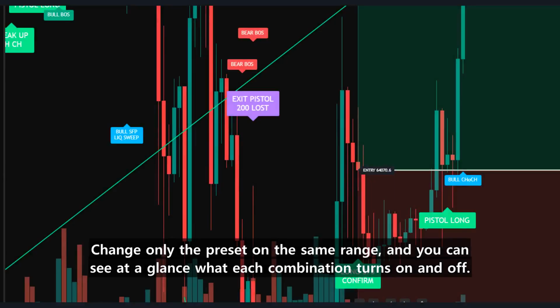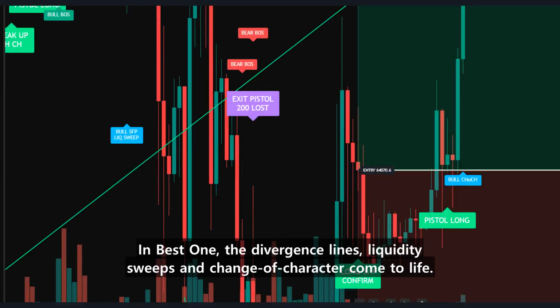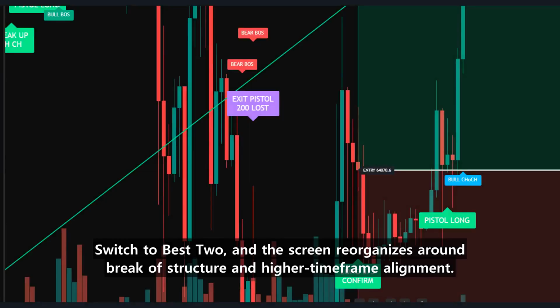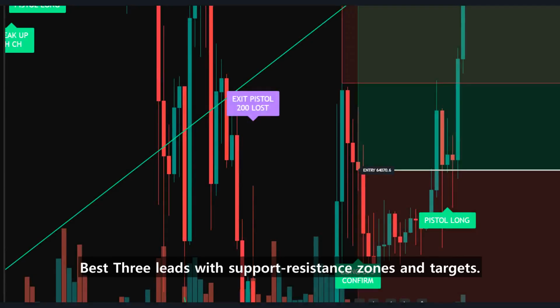Change only the preset on the same range, and you can see at a glance what each combination turns on and off. In Best 1, the divergence lines, liquidity sweeps, and change of character come to life. Switch to Best 2, and the screen reorganizes around break of structure and higher time frame alignment. Best 3 leads with support resistance zones and targets.